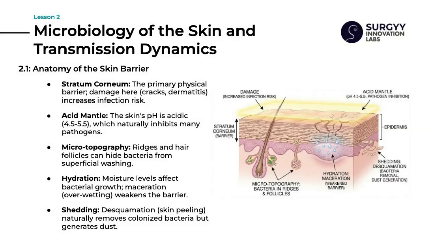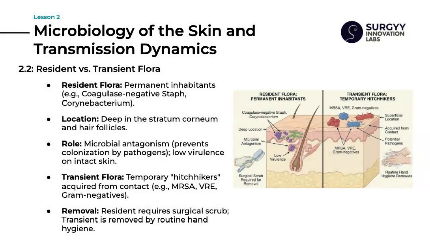in the environment. Lesson 2.2 distinguishes between resident versus transient flora. Resident flora are the permanent inhabitants of our skin, such as coagulase-negative staphylococci and corynebacterium. Their location is deep within the stratum corneum and hair follicles, making them difficult to remove. Their role is microbial antagonism, which helps prevent colonization by more dangerous pathogens, typically maintaining low virulence on intact skin.